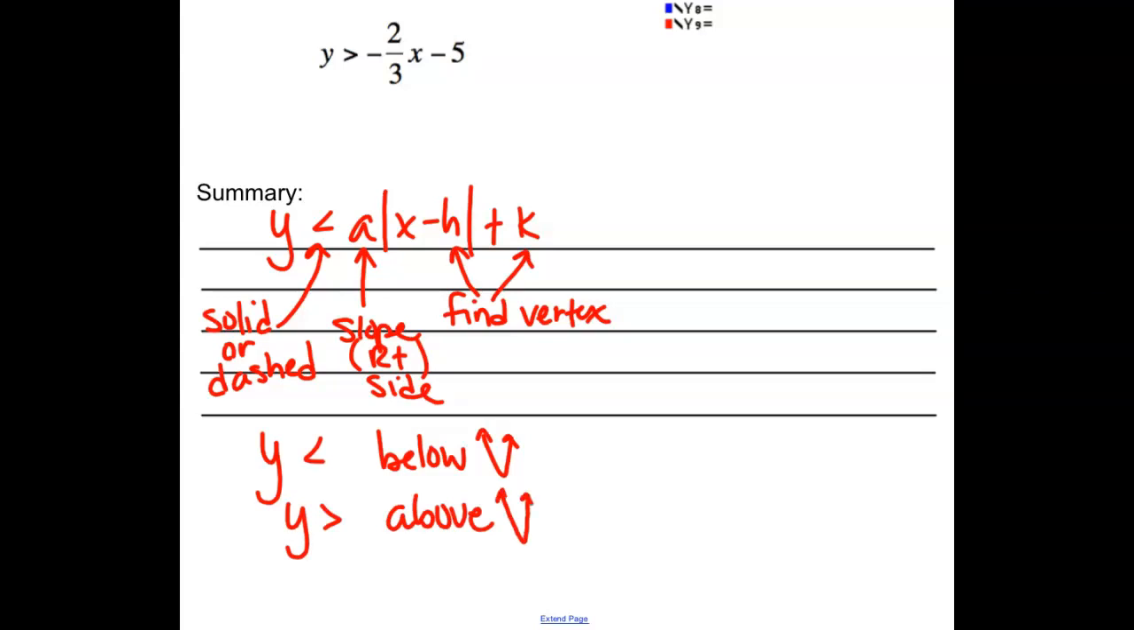Okay. You will be working on a worksheet to practice this material.